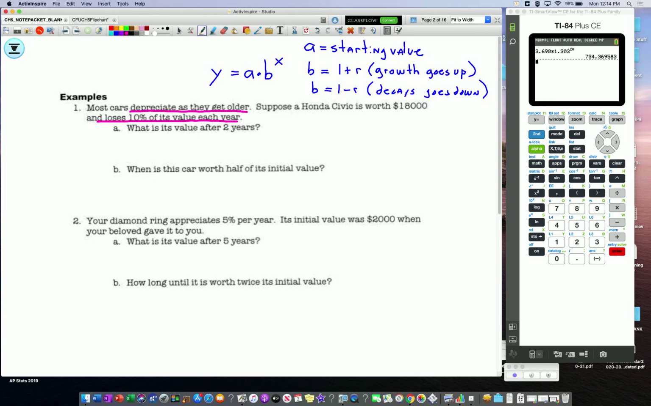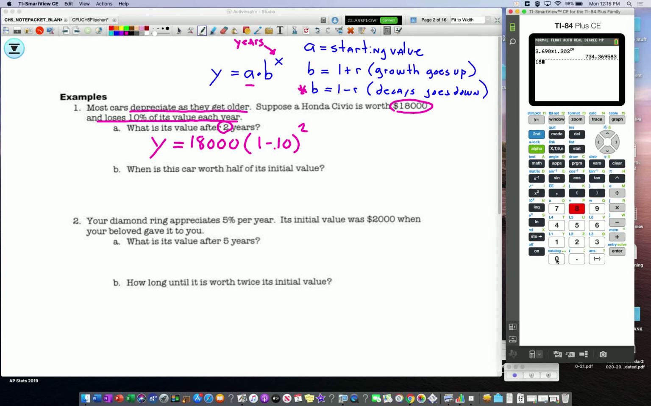So to find this, we could just use this exponential equation. Y equals A, where A is the starting value. Its initial value was 18,000. It depreciates by 10%, so I'm using this one right here. I'm going 1 minus the 10%, 0.10, and we want to know its value after 2 years. The x in our case is representing how long, or years, so to the second power. So we go ahead and calculate this out.